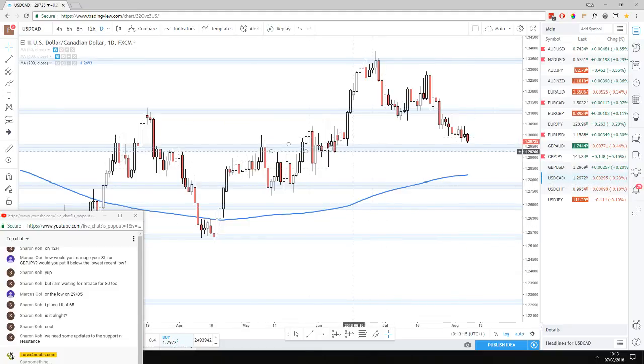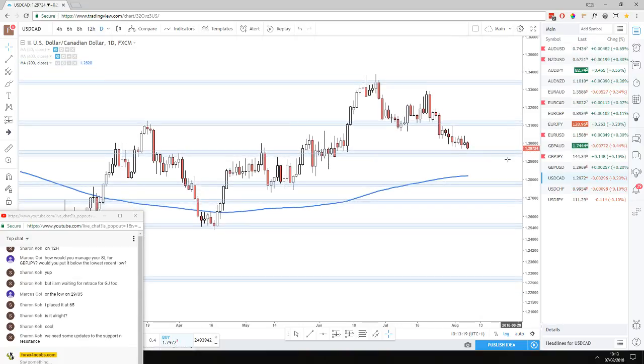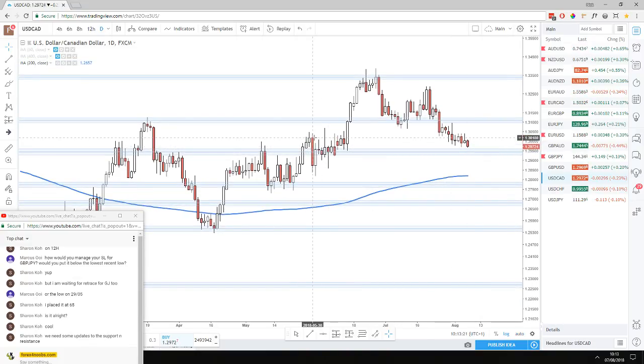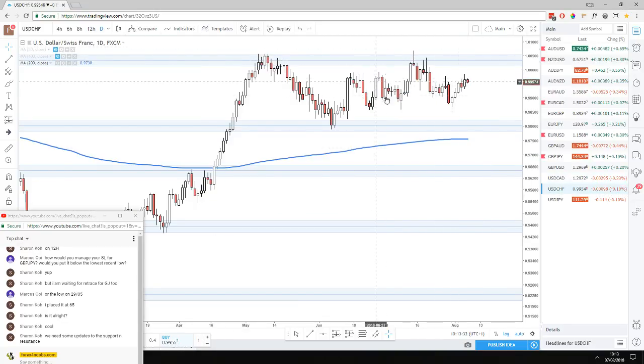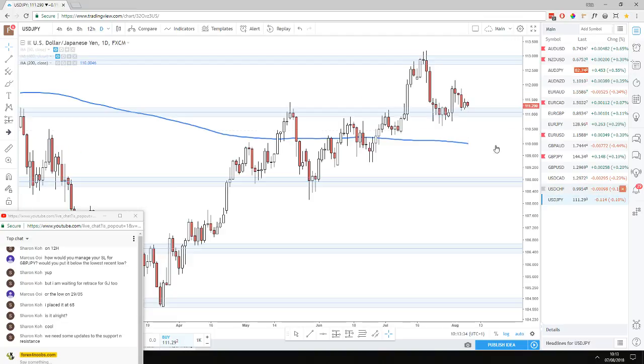All right, USD CAD falling into a support area. Hasn't quite hit that support area yet, so there's nothing much going on USD CAD either. USD CHF is just ranging in between support resistance, not much going on there. And USD JPY, I mean, it's just fallen back into the support area.